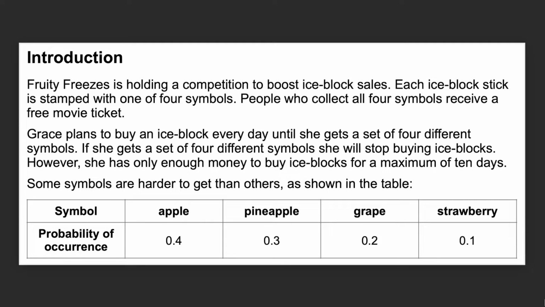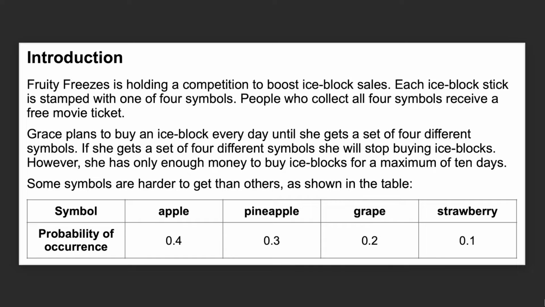Each icebox stick is stamped with one of 4 symbols. People who collect all 4 symbols receive a free movie ticket. Grace plans to buy an ice block every day until she gets a set of 4 different symbols. If she gets a set of 4 different symbols, she will stop buying ice blocks. However, she only has enough money to buy ice blocks for a maximum of 10 days.